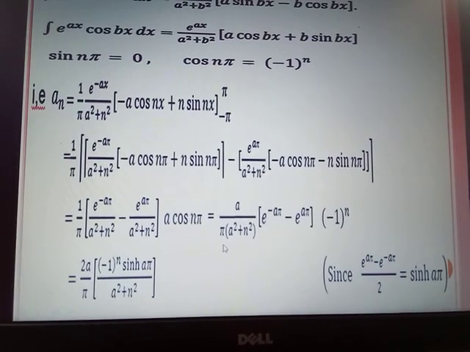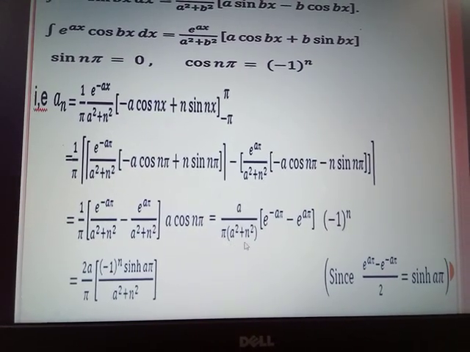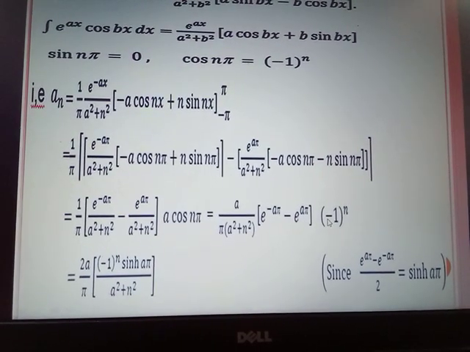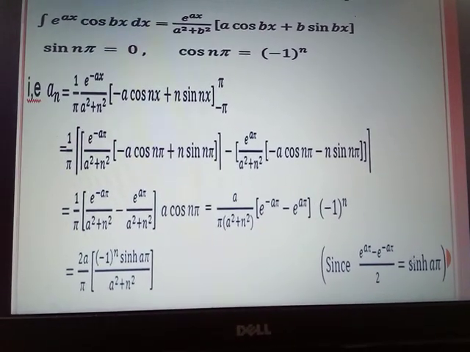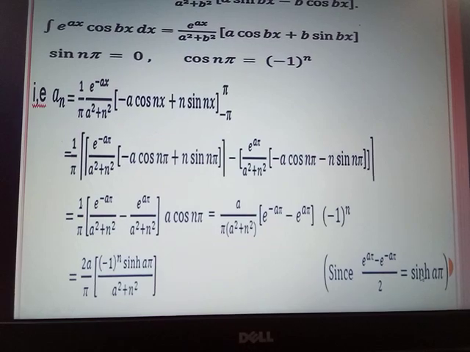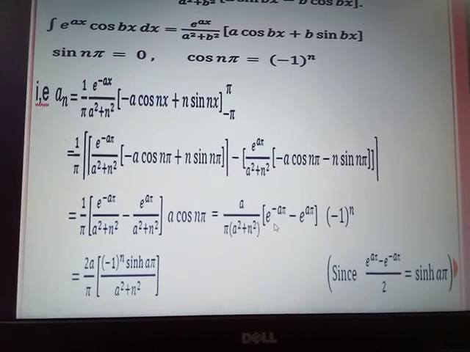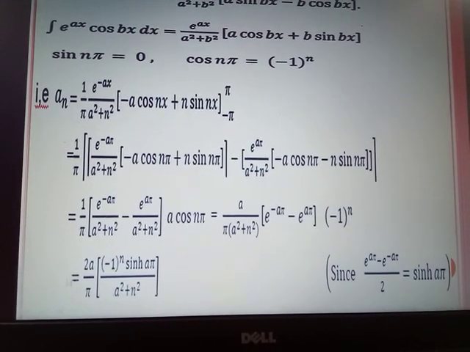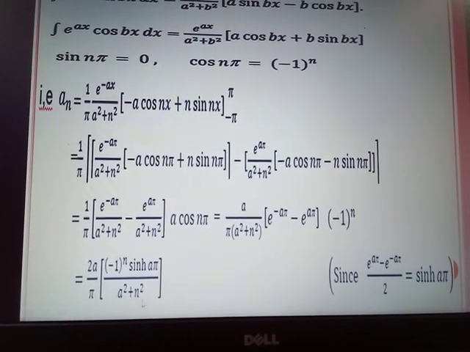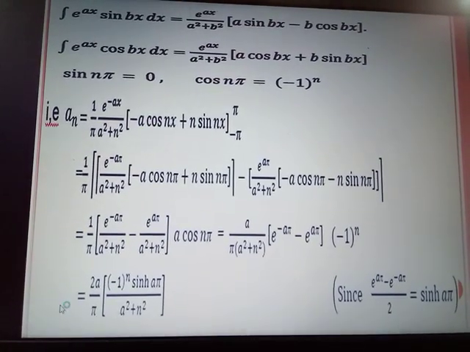We get a/π into 1/(a² + n²) into [e^(aπ) - e^(-aπ)] into (-1)^n. We know that (e^(aπ) - e^(-aπ))/2 is sinh(aπ). Therefore, to use this result, just multiply and divide this term by 2. We get 2a/π into (-1)^n sinh(aπ) divided by (a² + n²), which is the value of an.